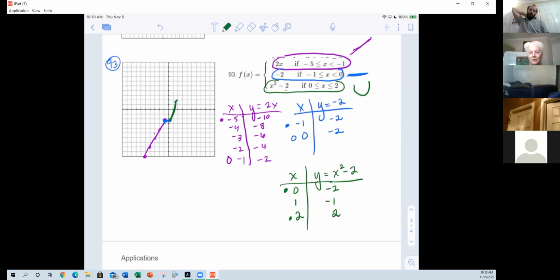Are y'all feeling good about that? I'm not going to be too picky about drawing these exactly accurate with the parabola. Just make it so it's not completely straight. Make sure I see a little bit of a curve. Yeah, me too.